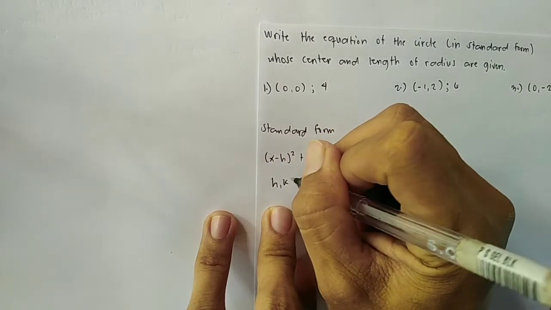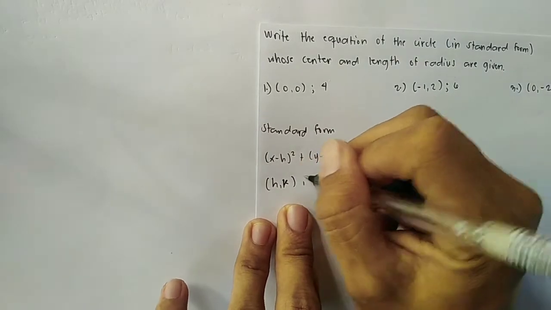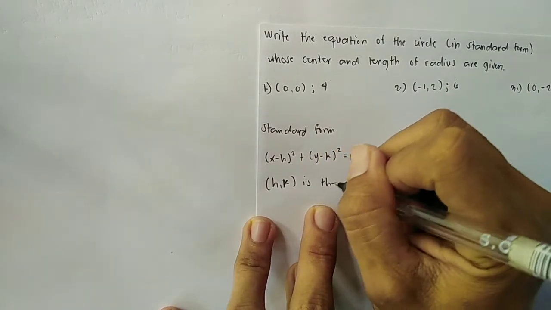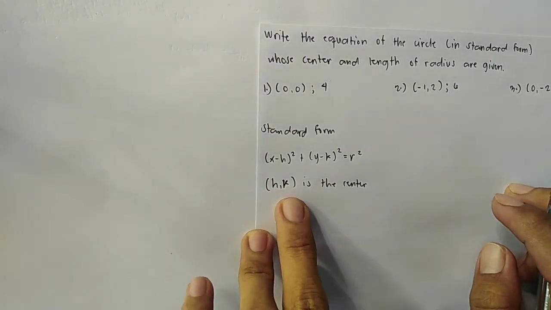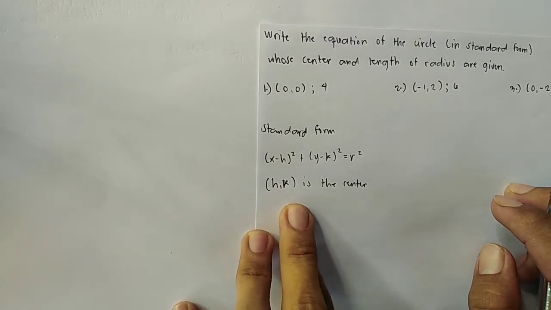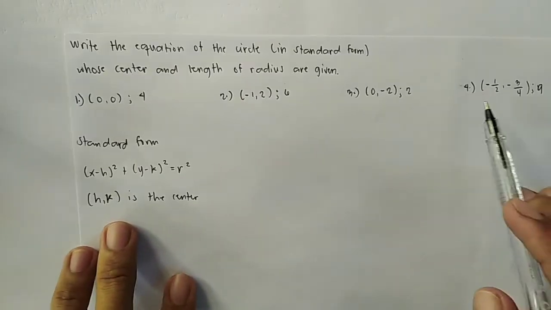Where h and k is the center, or h and k are the coordinates of the point at the center. So now let us have the given examples for number 1, number 2, number 3, number 4, number 5.